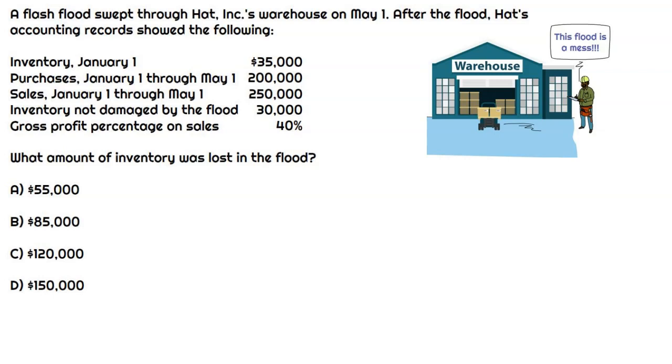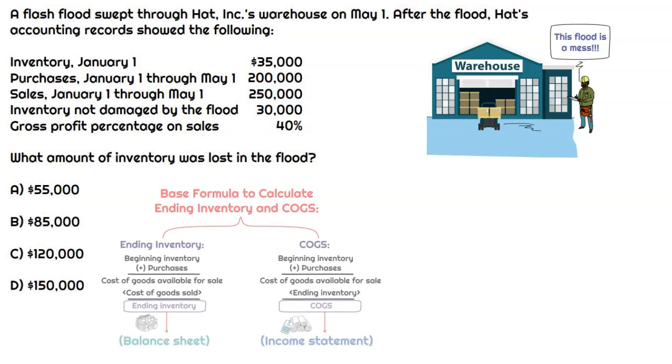And then they tell us that inventory not damaged by the flood was $30,000, right? So once we have that, we can take the difference, and that will tell us the amount of inventory that was lost in the flood. So what we can do is use the base or the inventory roll forward method to figure out what ending inventory was on May 1st.